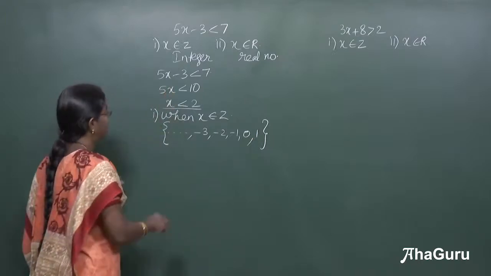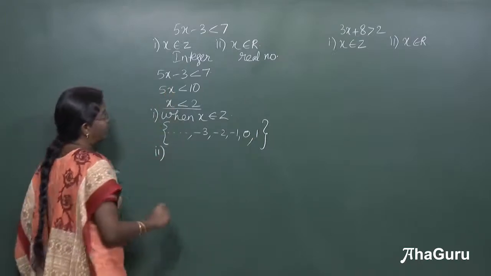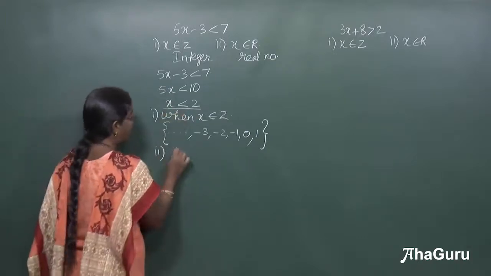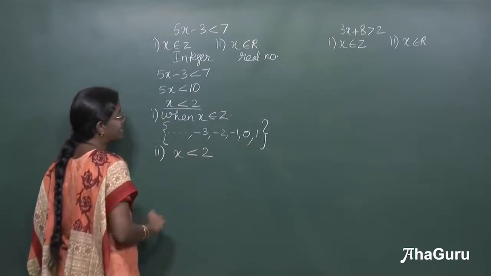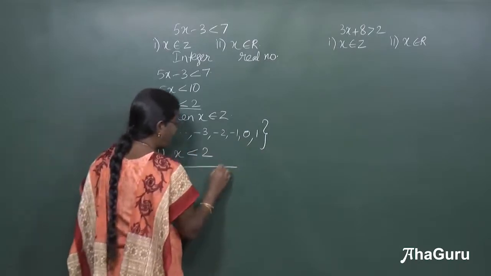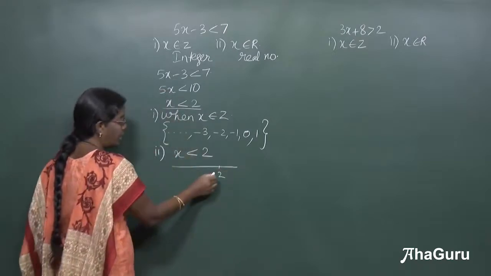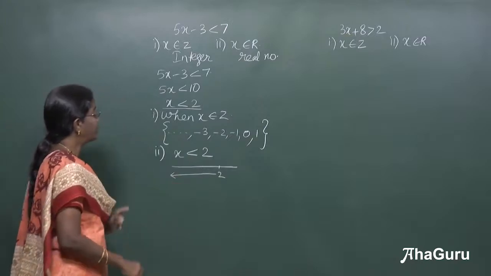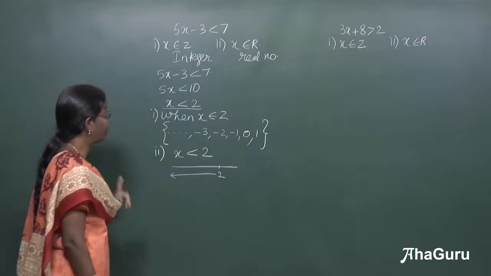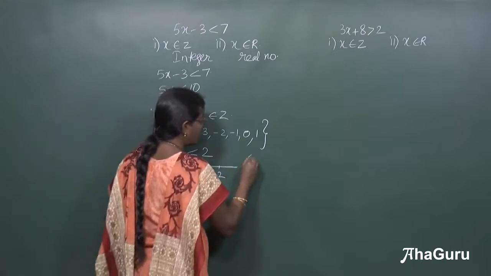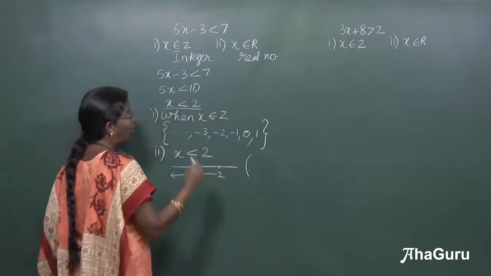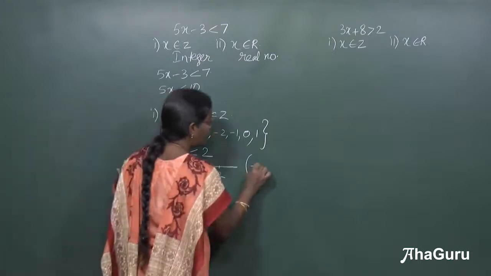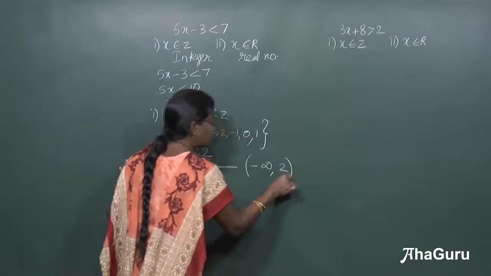The second case, when x is a real number, when x belongs to the set of real numbers. We have got x is less than 2. On the real line, 2 is here, and the solution set will be all real numbers which are less than 2, to the left of 2. So, we write the solution when x is a real number always as an interval. Here it is a strict inequality, so it will be an open interval minus infinity to 2.